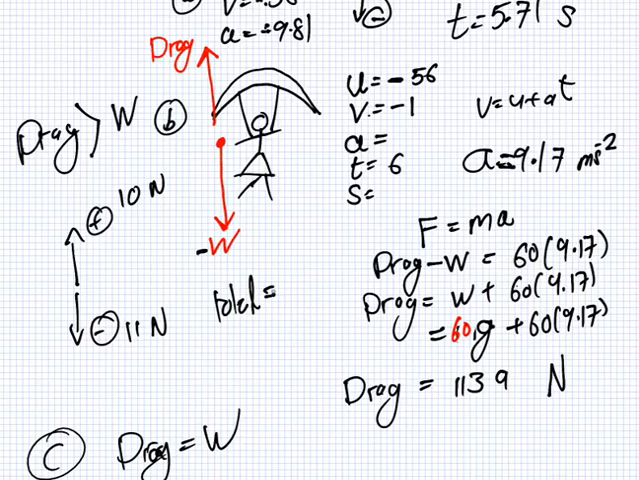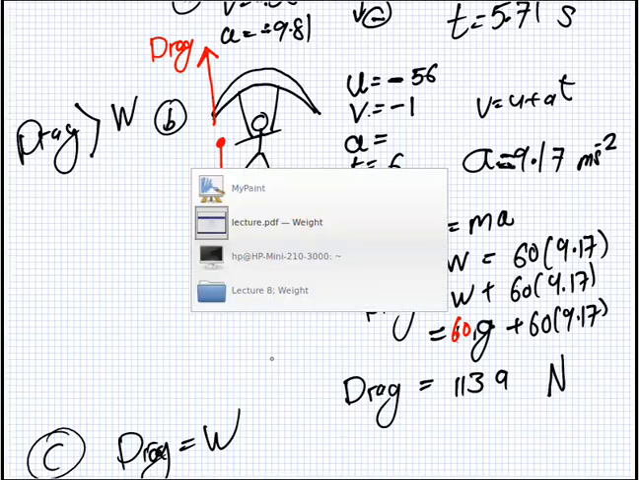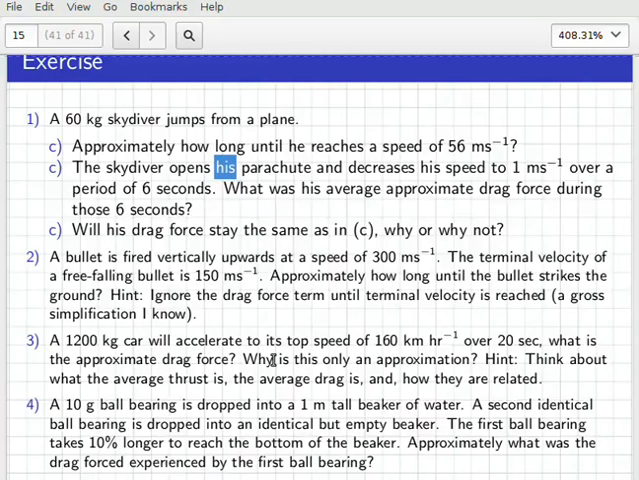But it won't stay bigger because, as you pointed out, then she would start to move up. So after a few more seconds, for part C, the drag will then equal the weight. And so she'll come to Earth at a constant speed. She'll be falling with a constant velocity. So drag needs to equal weight. Yeah, that's it.